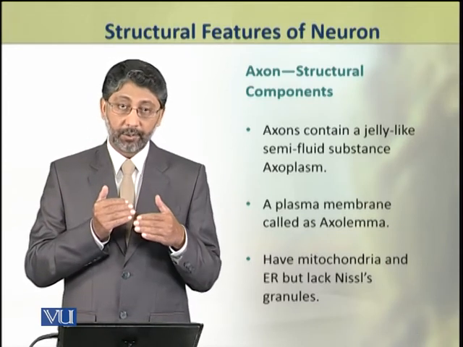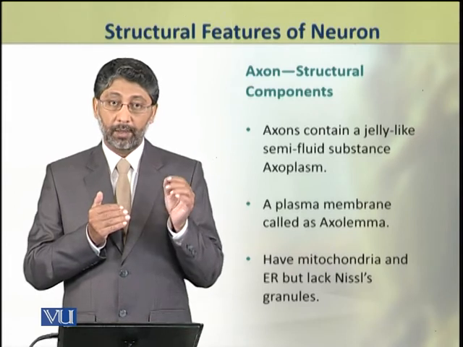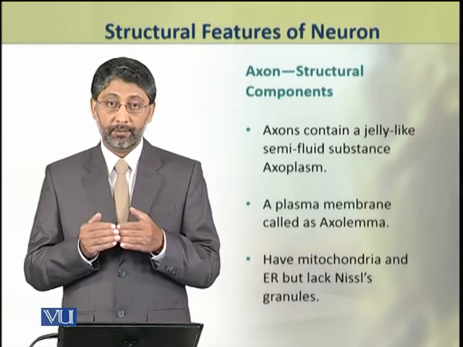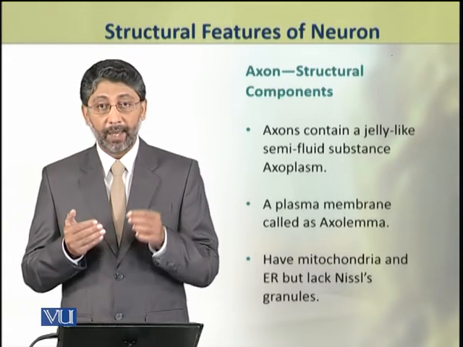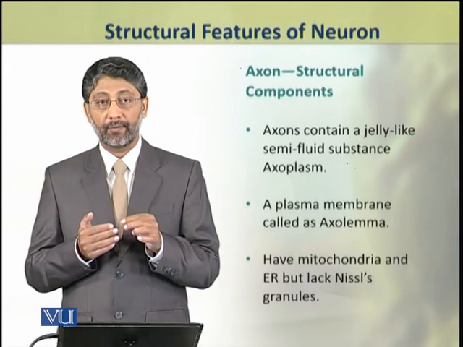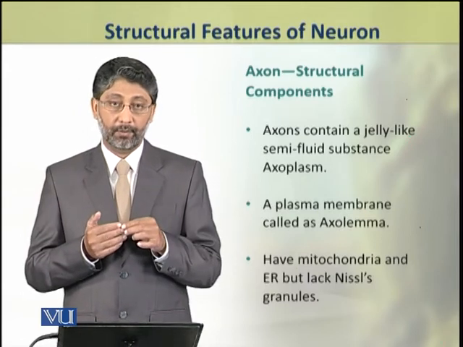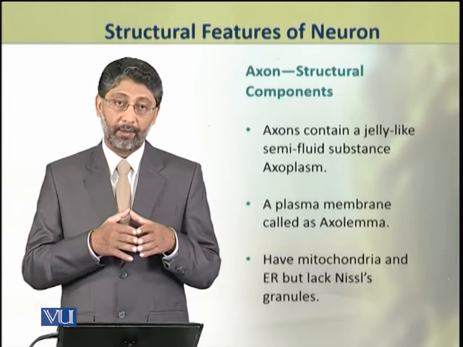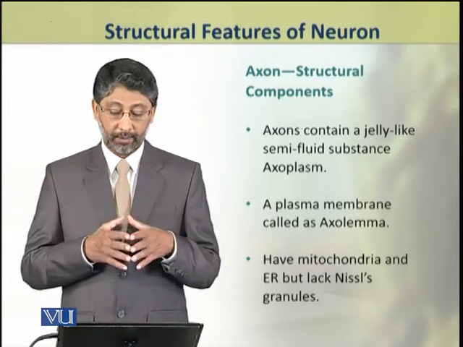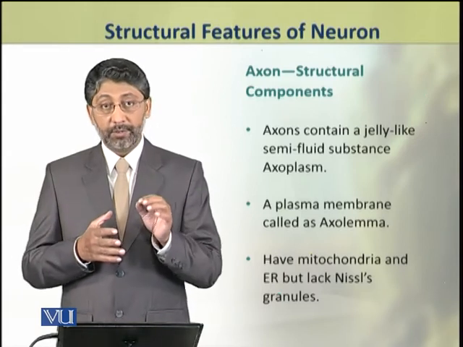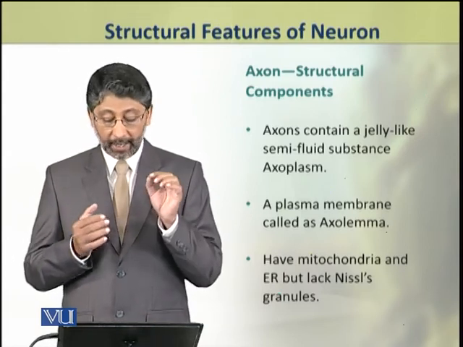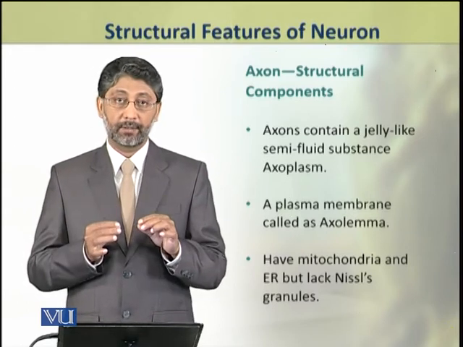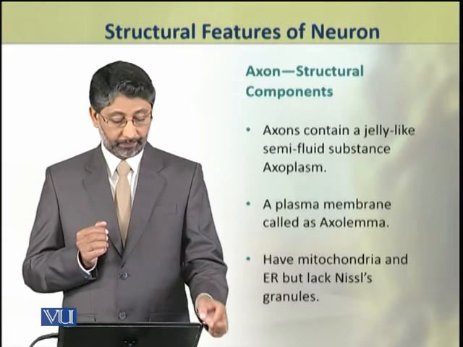The structure of axon has a cytoplasm-like material in it that is jelly-like semi-fluid and is known as axoplasm. Similarly, the plasma membrane of the axon is known as axolemma. Axons also have mitochondria and endoplasmic reticulum, but they lack Nissl bodies.